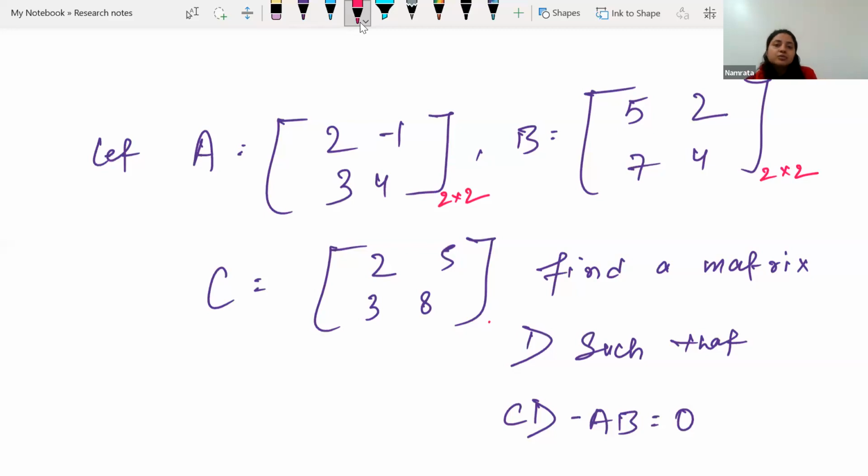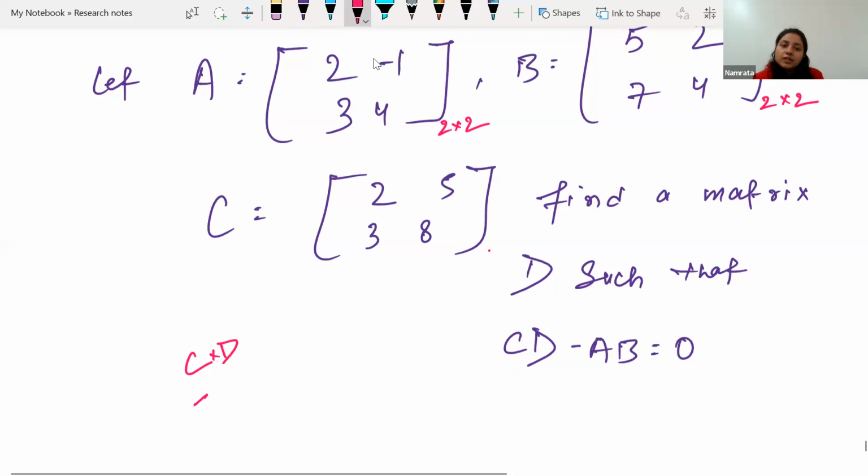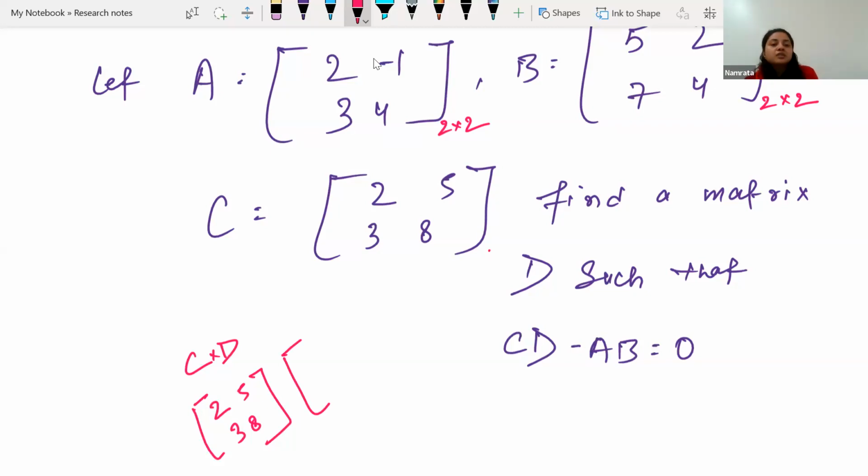Now we also have to do the multiplication of matrix C with matrix D. C we already know is 2, 5, 3, 8. We have to assume a matrix D ourselves. Since we are going to do the multiplication, and we have just discussed that for multiplication, the number of columns here must be equal to the number of rows over there. So the number of rows over there has to be 2 only.